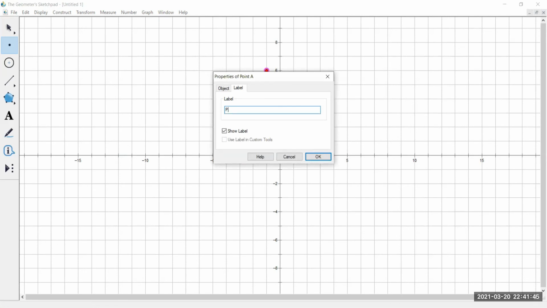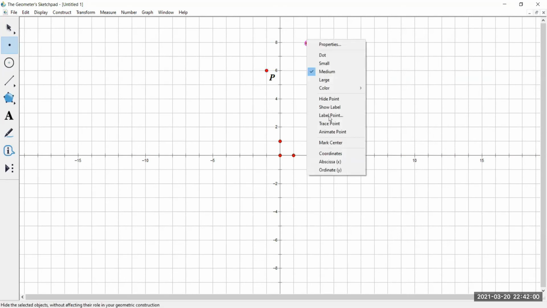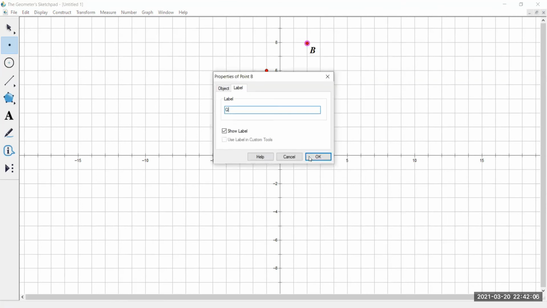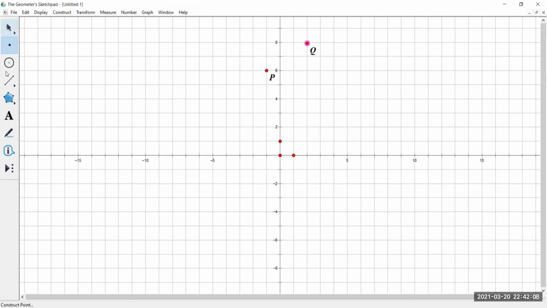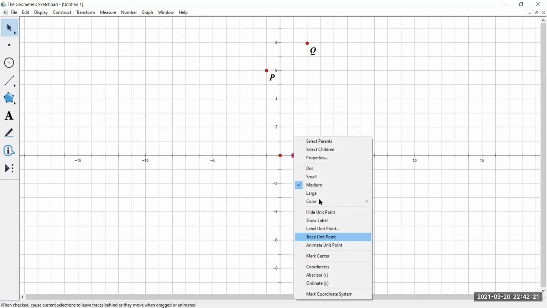That's your point P. And then we know that Q is the point 3, 8. Q is the point 3, 8. This is 3, this is 8. That's your point Q. And now we need to find the angle between P and Q from the origin. So here it is now. Let me hide these points. Those points look confusing. Hide those points.